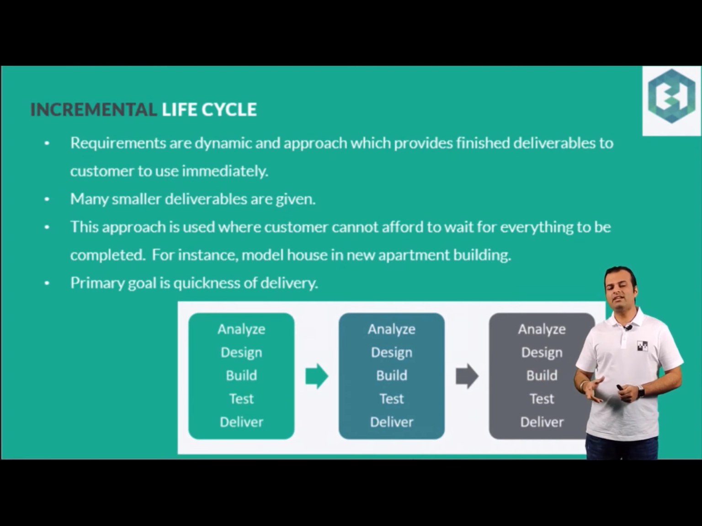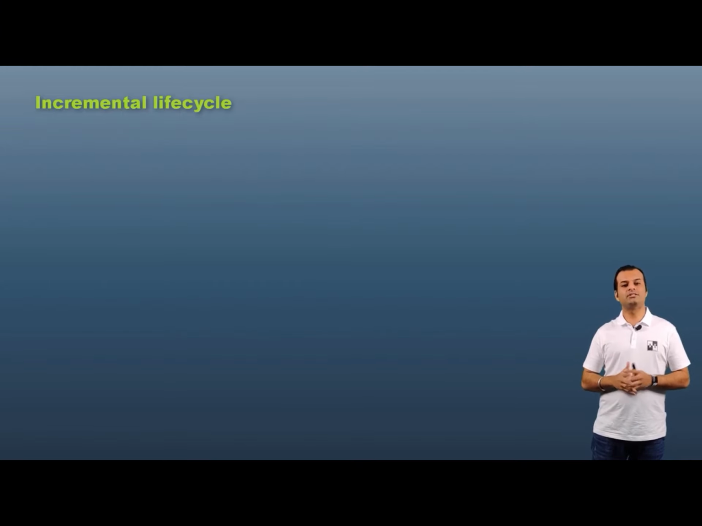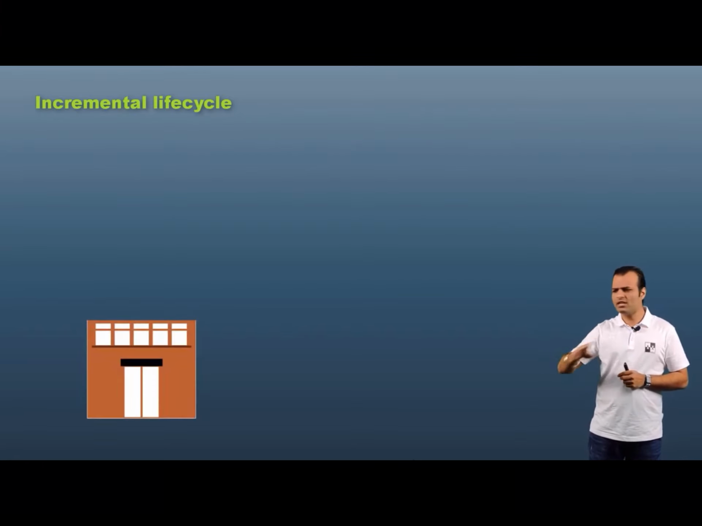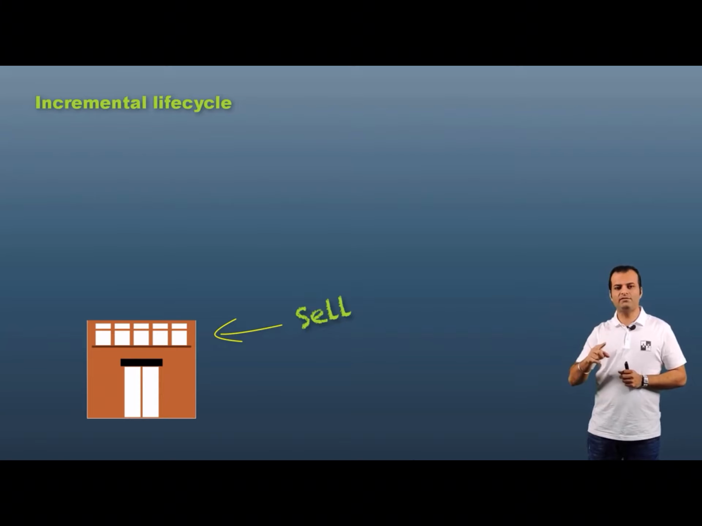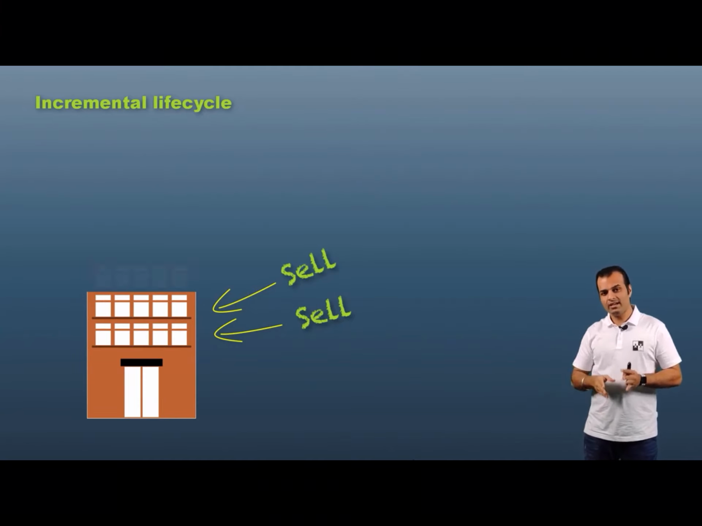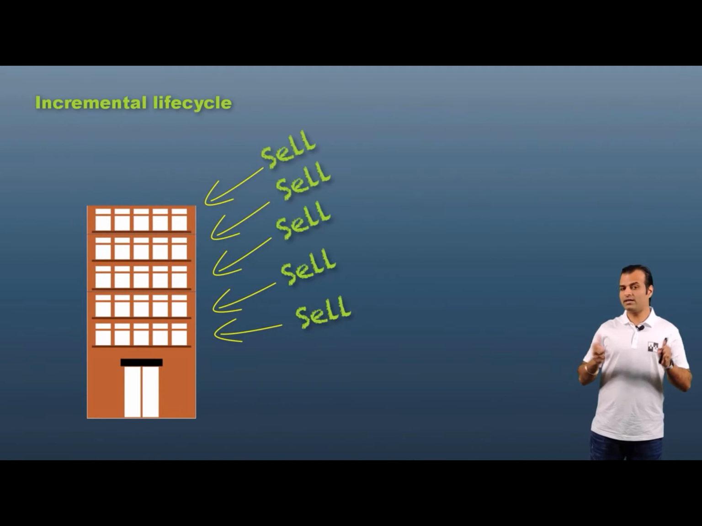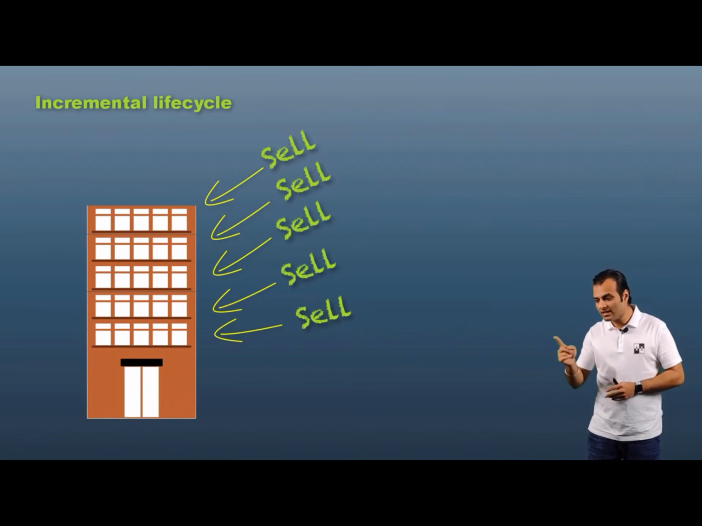Okay, so let's see. Requirements are dynamic, an approach which provides finished deliverables to the customer to use immediately. So in my same example of construction, what I did something differently here. In this same building, I'll first launch my first floor of the entire building. I'll make sure that the first floor is fully ready, and now the builder will start selling only the first floor of the building because that is ready. Then I'll move to the next floor. I'll make sure that the second floor is perfect, everything is done, and then I'll start selling the second floor. Same thing for third, fourth, and fifth floor. So basically, if I am the construction worker, architect, I am delivering this apartment in smaller deliverables. And my smaller deliverables are each floor.